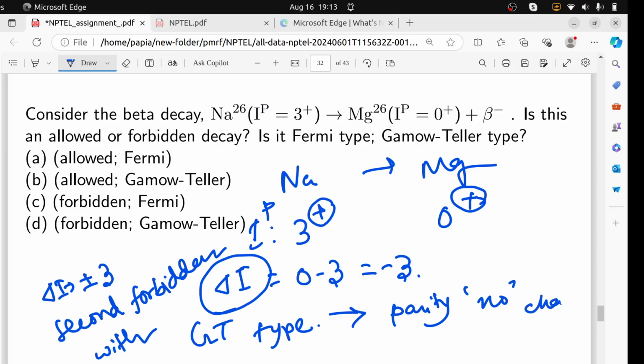Parity no change. Now we will see whether parity is changed or not. Here the parity was previously positive, in the daughter also it is positive, so parity is not changed here. So it is second forbidden with Gamow-Teller type. As it is only written forbidden, without saying first forbidden or second forbidden, we will think that forbidden means whichever forbidden is there, that will be forbidden with Gamow-Teller transition.